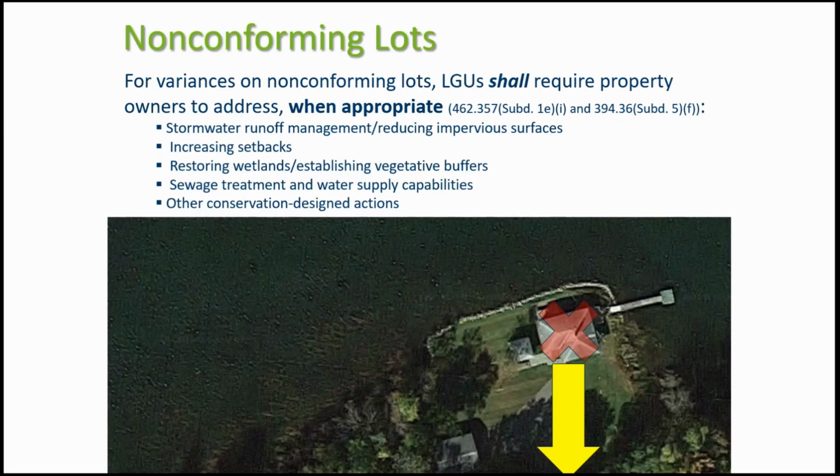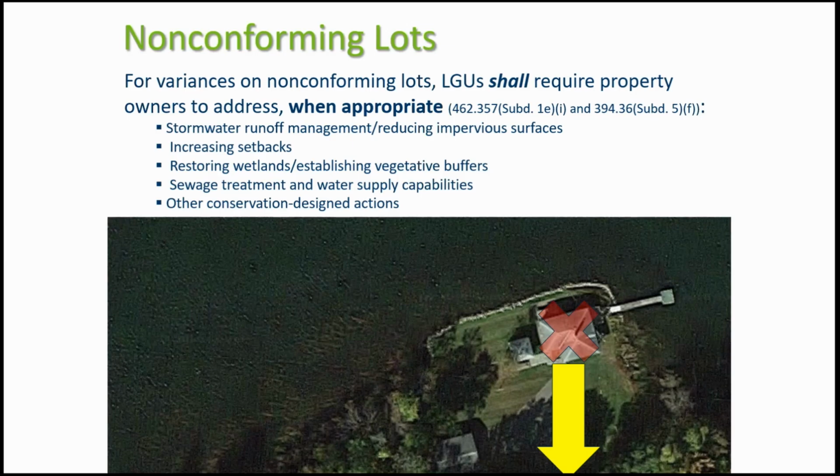Just wanted to point out that state law does provide support to local governments to require mandatory conditions or mitigations for variances. In these cases, the law states that property owners must address, when appropriate, stormwater runoff management, reducing impervious surface, increasing setback, restoring wetlands, adding vegetative buffers, and so forth. And these are things that you just mentioned as potential conditions. So you're certainly in line with what state law allows you to do.